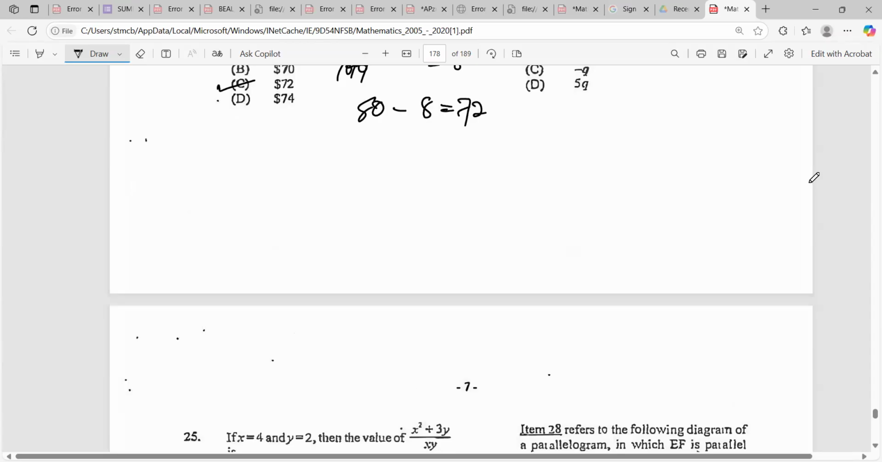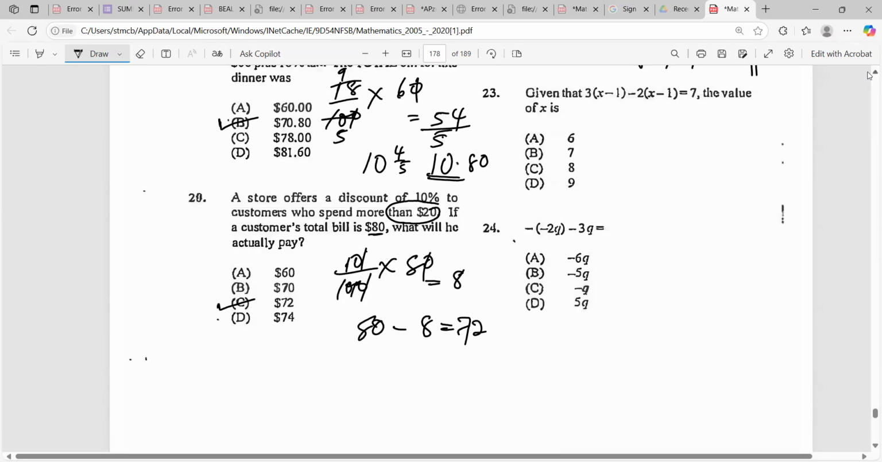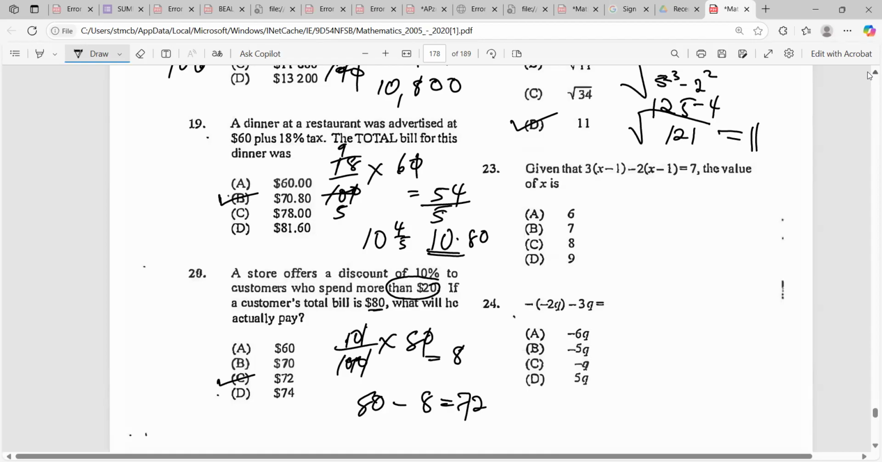Given, oh, shoot. When I reach so fast. Given that 3 bracket x minus 1 minus 2 bracket x minus 1 is equal to 7, the value of x is, so we could expand the bracket first. So it's going to be 3x minus 3 minus 2x plus 2, and that must equal 7. 3 times x, 3 times negative 1 is minus 3, negative times negative 2x, and negative times a negative is positive.